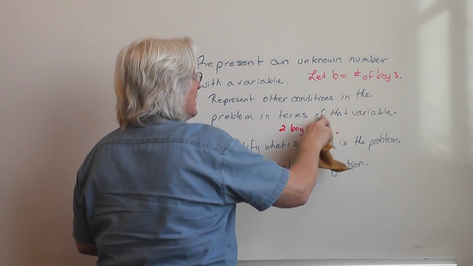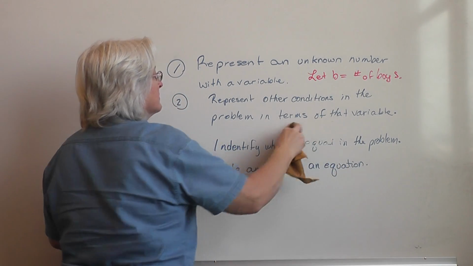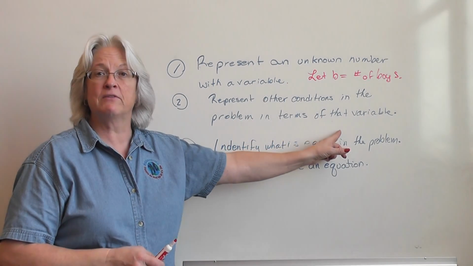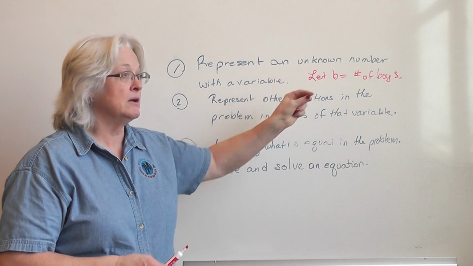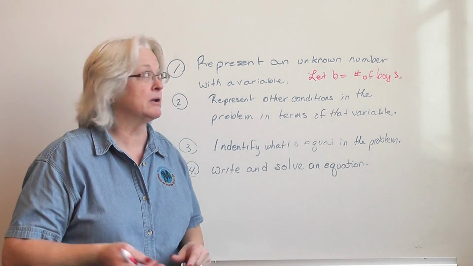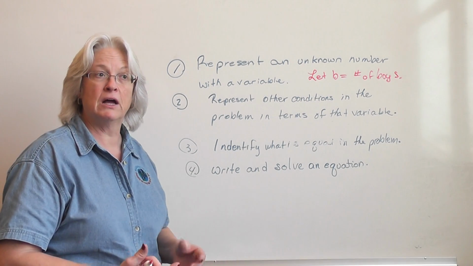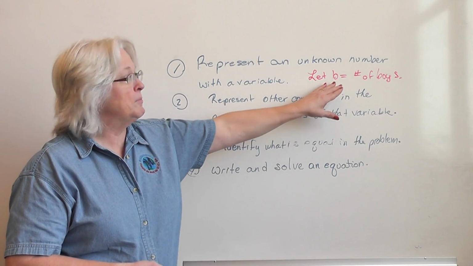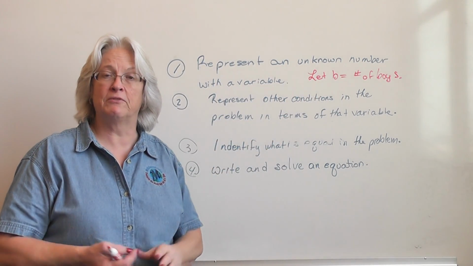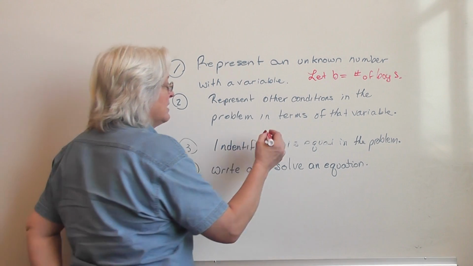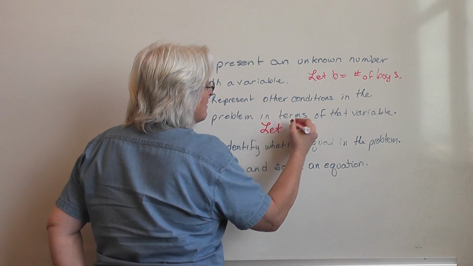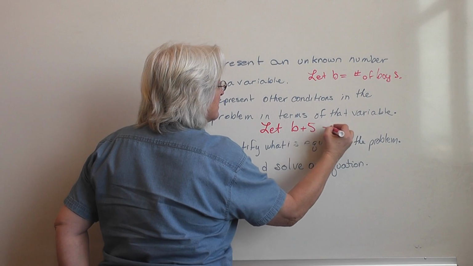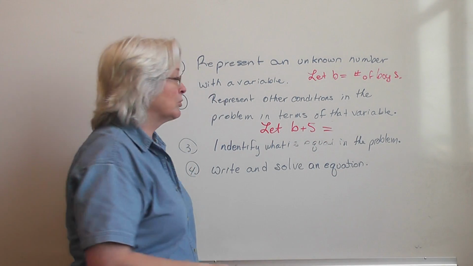And this is what we're talking about in step 2 here, where it says represent other conditions in the problem in terms of that very same variable that we used up here. So back to my problem that I made up off the top of my head. There are 25 students in the class. He has 5 more girls than he has boys. Find out how many girls, how many boys. Well, if B is the number of boys, I just showed you that if we wanted to find out the number of girls, we would take the number of boys, however many it is, which is B, and we would add 5 to that. And that's always going to give us the number of girls.